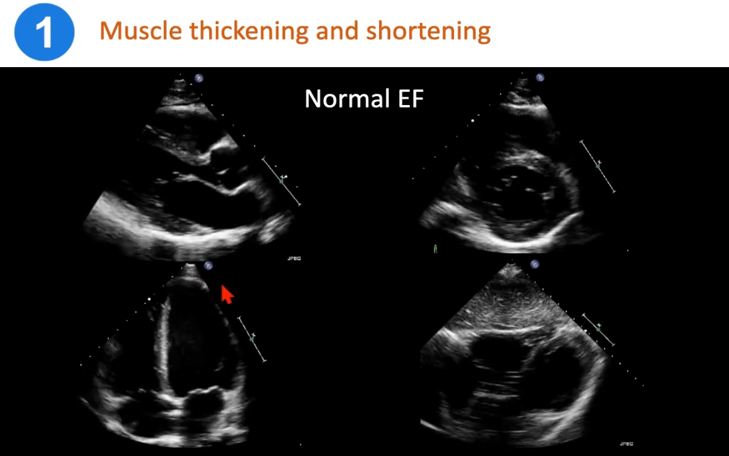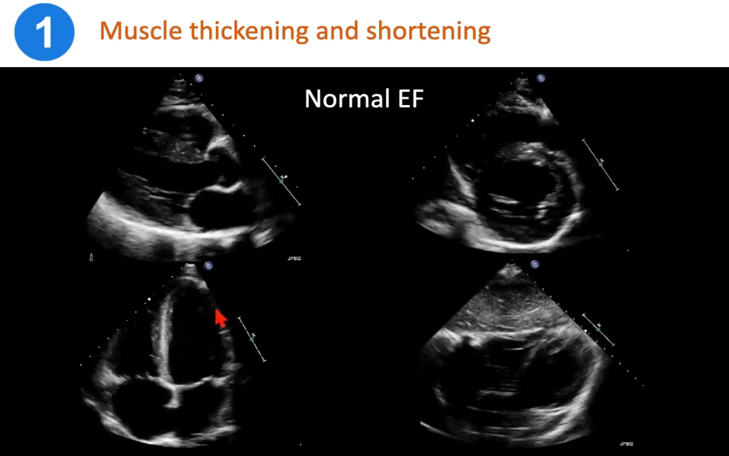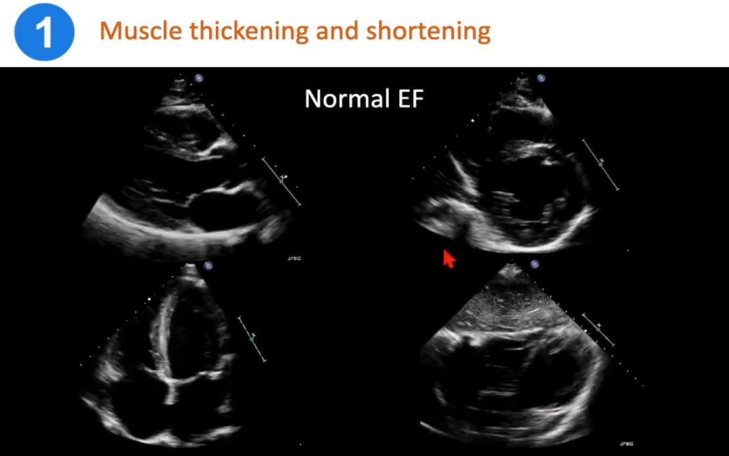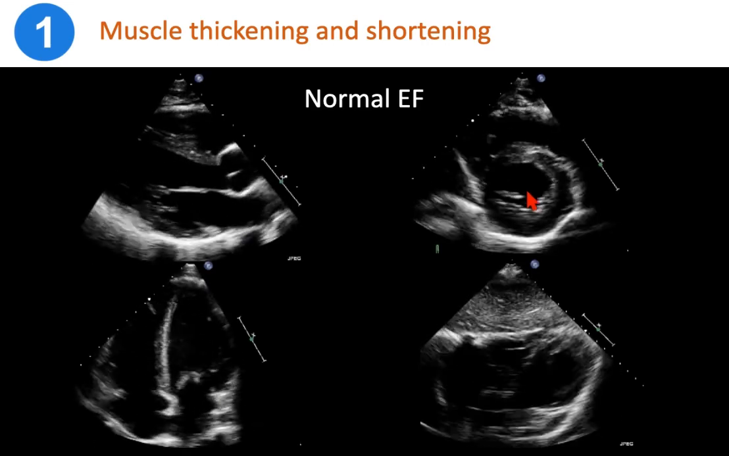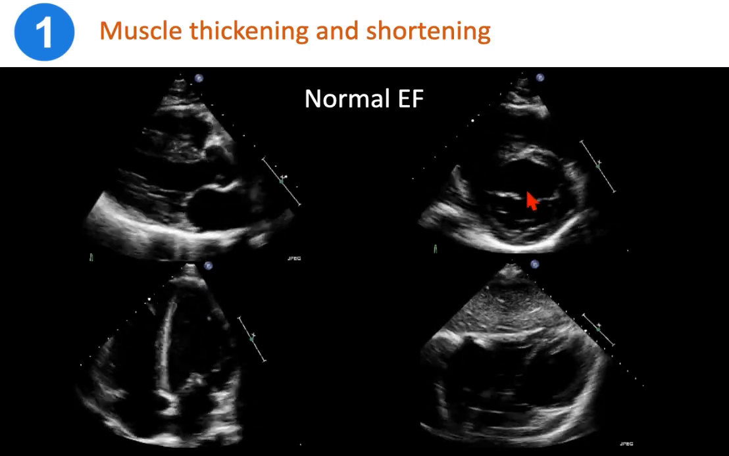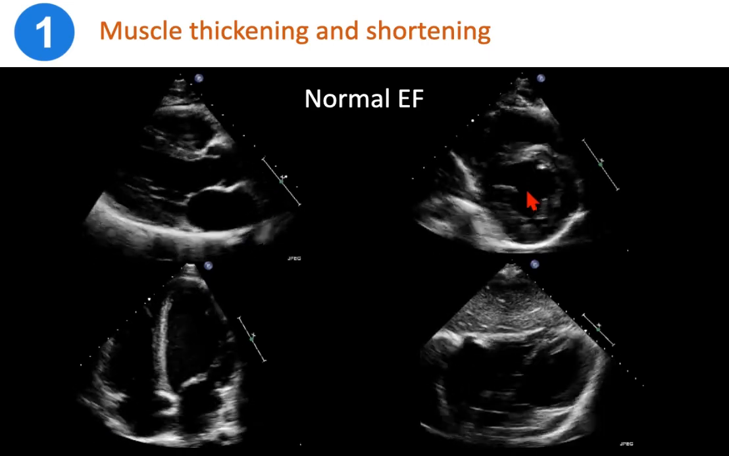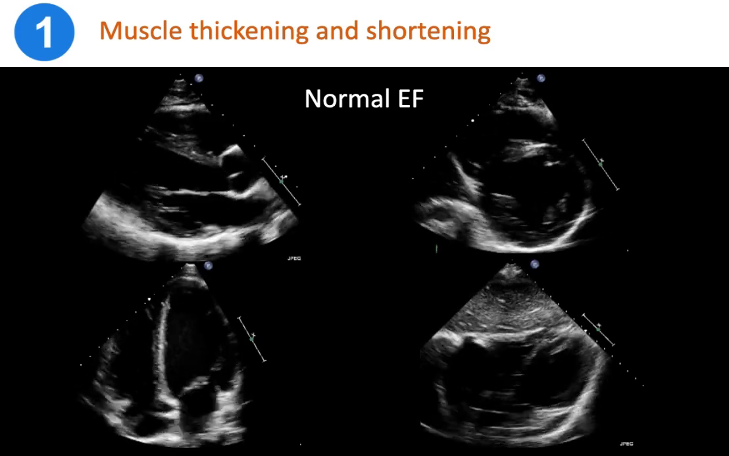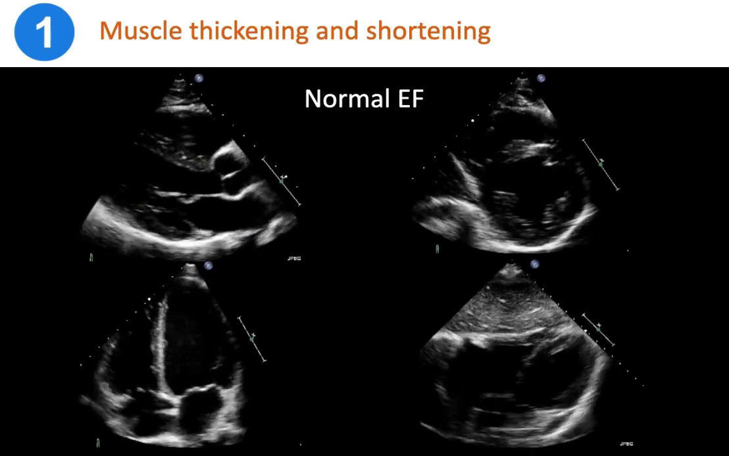You can also see thickening and shortening of the interventricular septum and the lateral wall here in the apical 4-chamber view and the subcostal view. In the short axis view, if you put your finger in the middle, you should see all the walls coming inwards, and they are coming inwards with thickening of the walls, and there is no regional hypokinesia. So you may want to take a moment here to train your eyes with what normal contractility looks like with the muscle thickening and shortening.